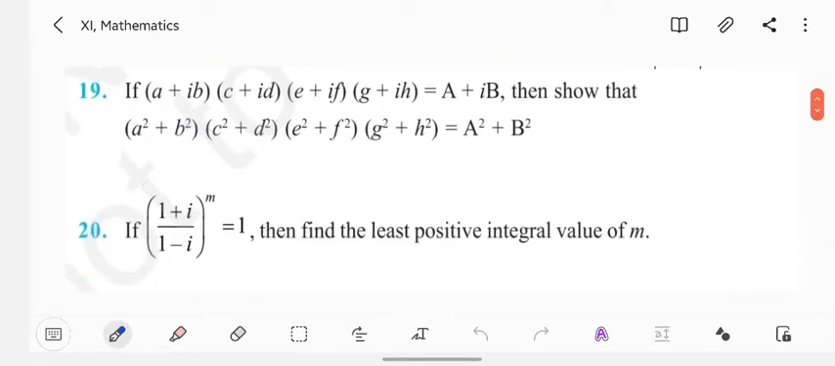And the next question is question number 20. If in bracket 1 plus i divided by 1 minus i to the power m is equal to 1, then find the least positive integral value of m. So we have two questions with me right now, and I'll be solving each and every question. You try understanding with the given steps. Question number 19, we'll take it first.